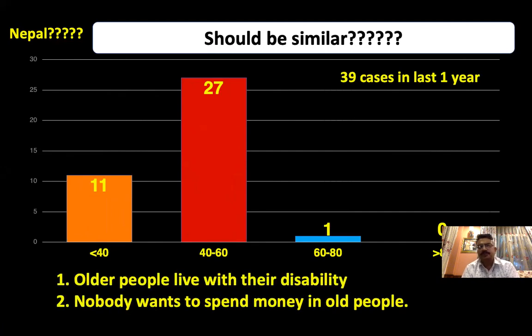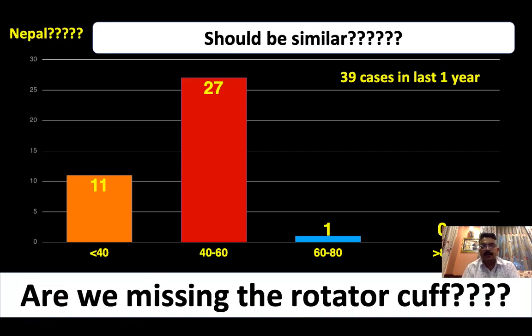This may be because of two reasons, basically. Number one, the older people live with their disability and are probably neglected. The grandfathers, all these people, are maybe neglected, and they consider all these problems as a part of their aging process. Or the other aspect is, are we as physicians missing or underdiagnosing the rotator cuff? That has to be taken into consideration.